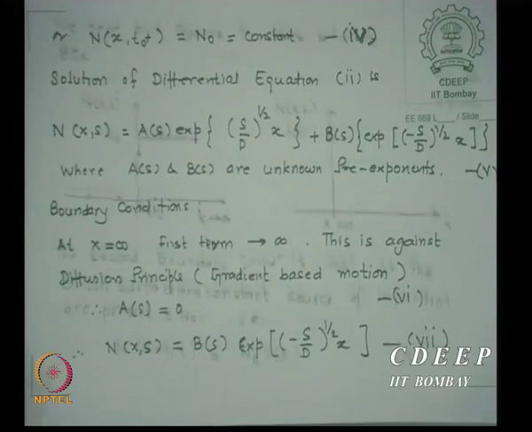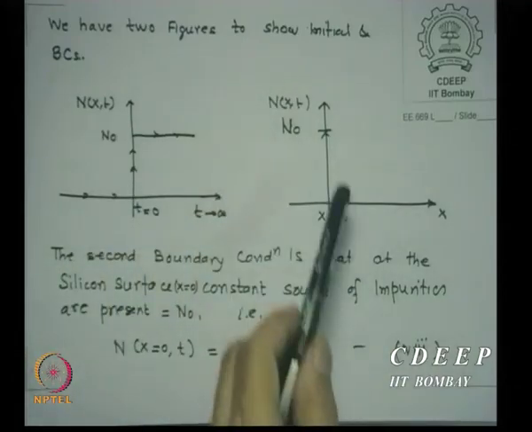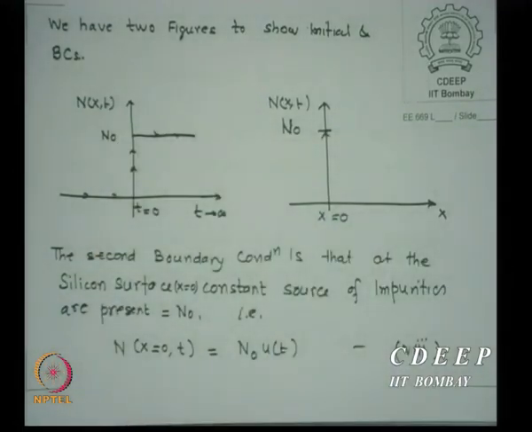Is that okay, everyone? The first, initial condition I already showed: I have introduced a step function of source. The second is that at the surface the concentration is fixed, that is what I said, N0, the solid solubility limit, the number which is available at x equal to 0.